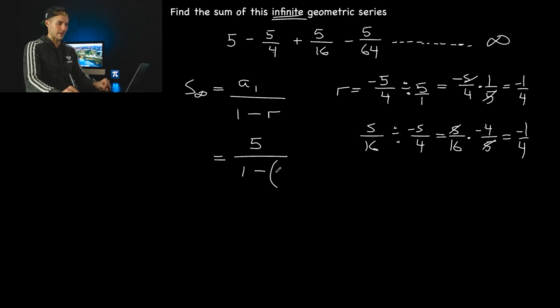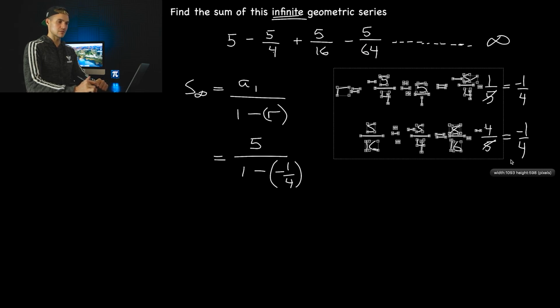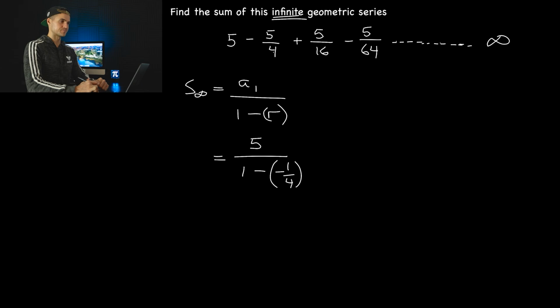But you got to put that in brackets, right? Because we're subtracting r, so that you have to put in brackets. You have to be careful with your signs here. So it's 1 minus, in brackets, negative 1 over 4. And then the algebra on this is not going to be too bad.